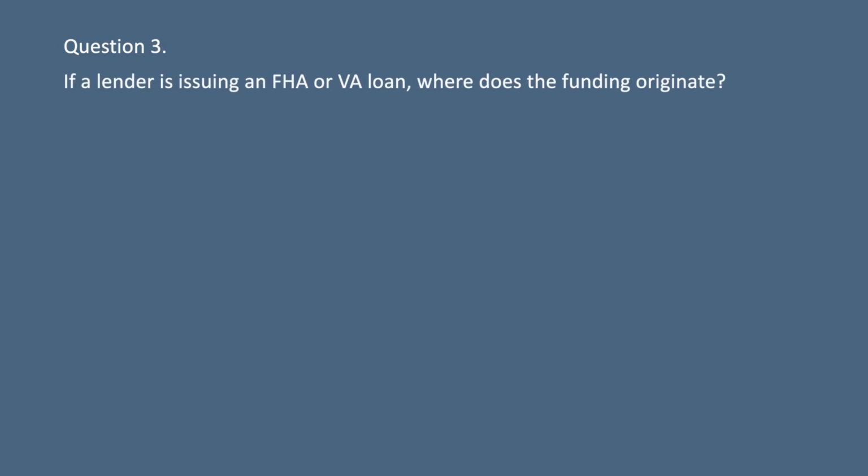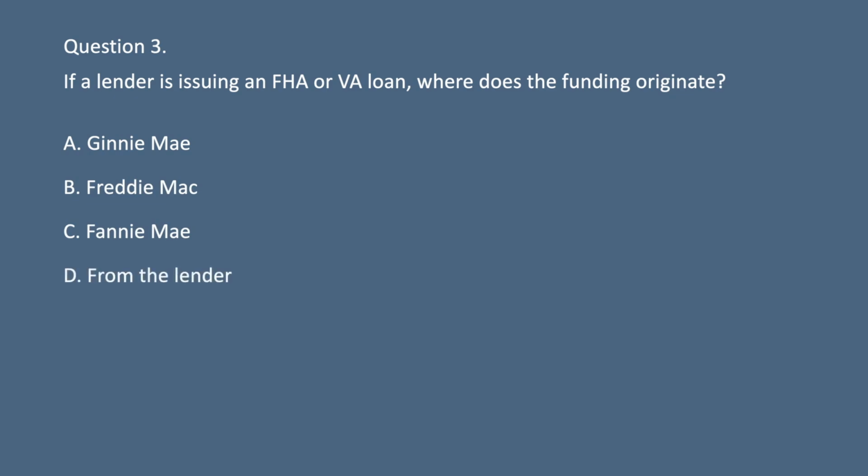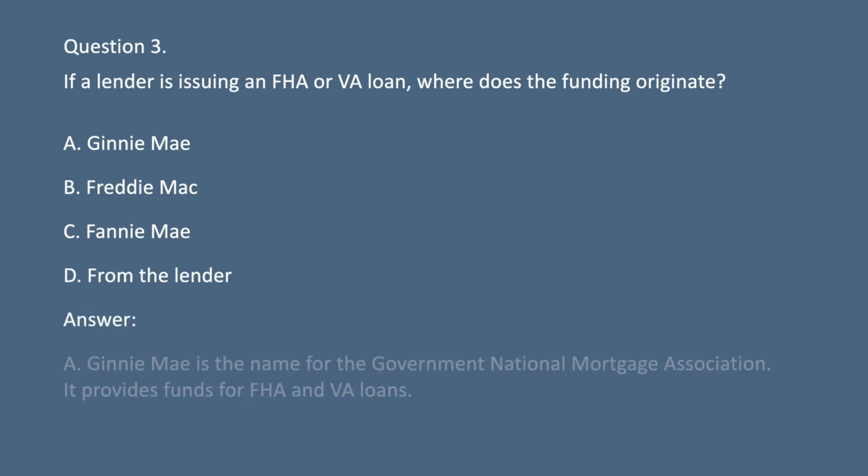Question 3. If a lender is issuing an FHA or VA loan, where does the funding originate? A. Ginnie Mae. B. Freddie Mac. C. Fannie Mae. D. From the lender. Answer A. Ginnie Mae is the name for the Government National Mortgage Association. It provides funds for FHA and VA loans.